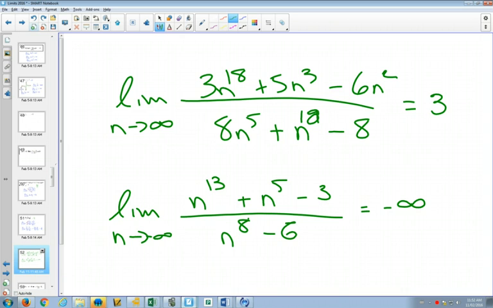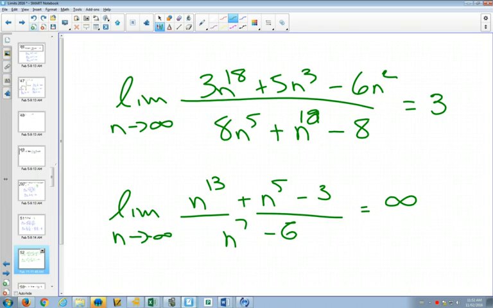If I change it to n to the 7, does it stay the same or does it not matter? This time, it's positive infinity. What just happened? Two negatives make a positive.